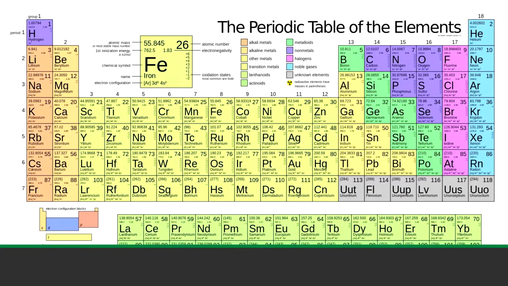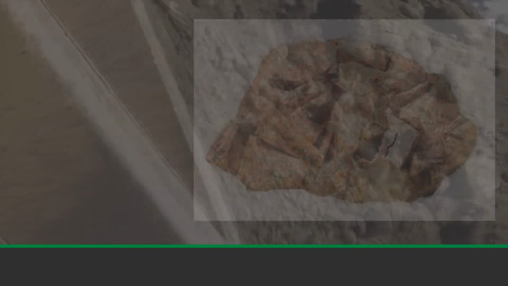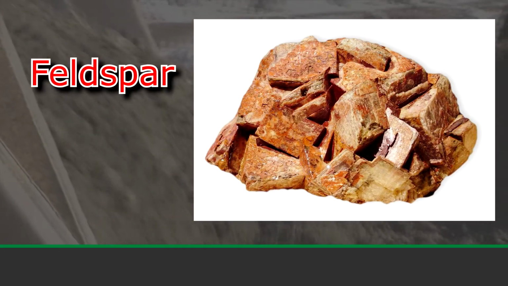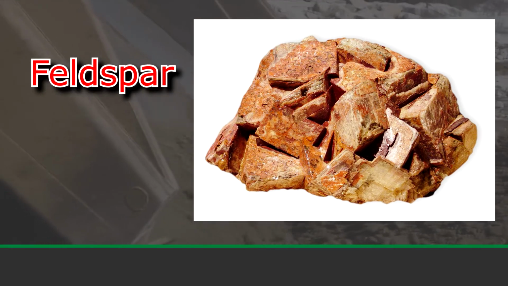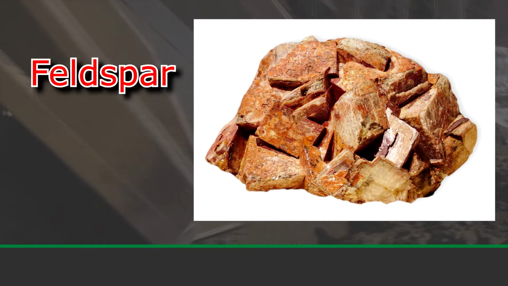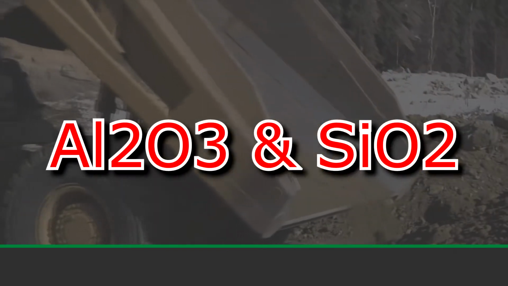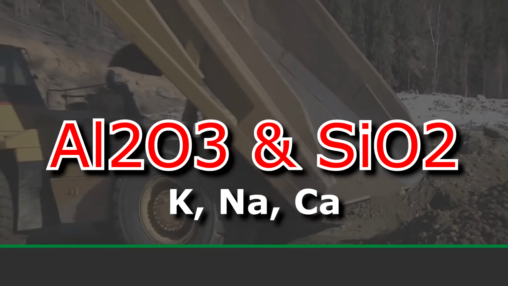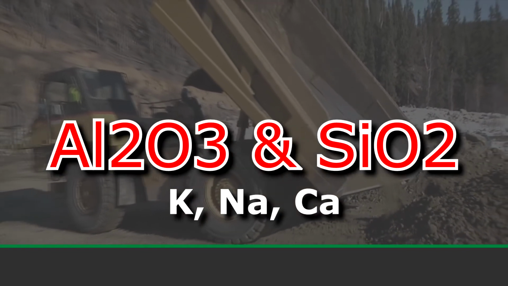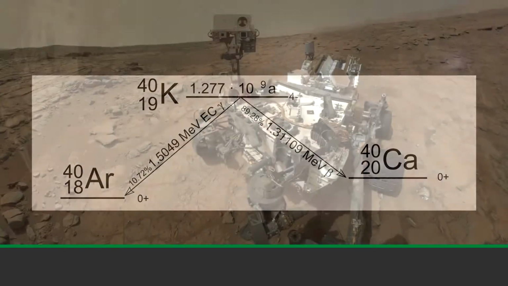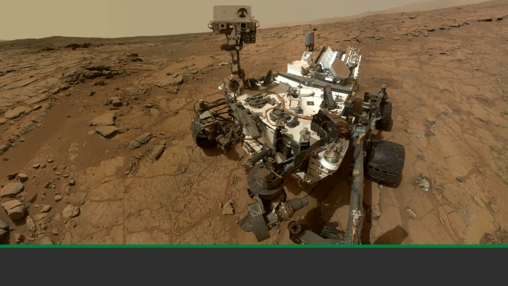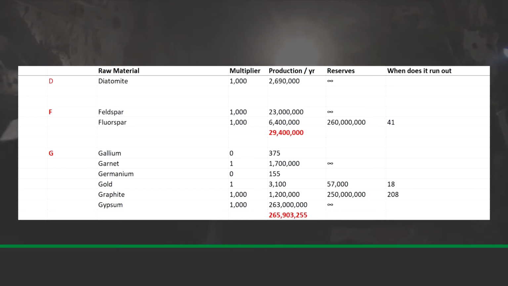One of the most common commodities on the planet used in glassmaking, ceramics, and the like is feldspar. Feldspar is a group of minerals that is quite abundant in the Earth's crust and virtually inexhaustible. The chemical composition is quite interesting. Most of them consist of alumina and silica, and they include either potassium, sodium, or calcium. It is also interesting to note that feldspar is used for potassium-argon dating and has been found on Mars as well. We produce about 23 million tons per year out of a virtually inexhaustible supply.